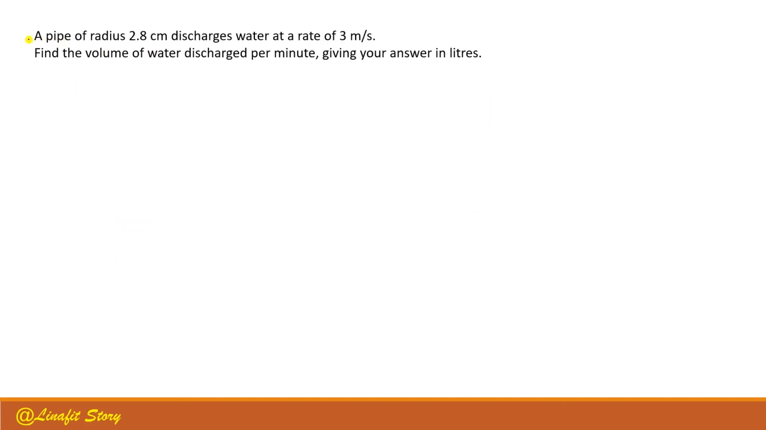A pipe of radius 2.8 cm discharges water at a rate of 3 meters per second. Find the volume of water discharged per minute, giving your answer in liters. Since water is discharged through the pipe at a rate of 3 meters per second, this means 300 cm per second. So in 1 second, the volume of water discharged is the volume of water that fills the pipe to a length of 300 cm.